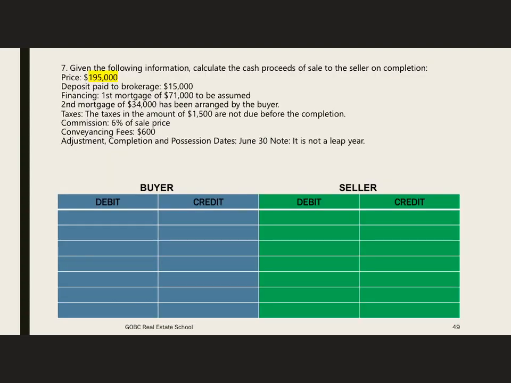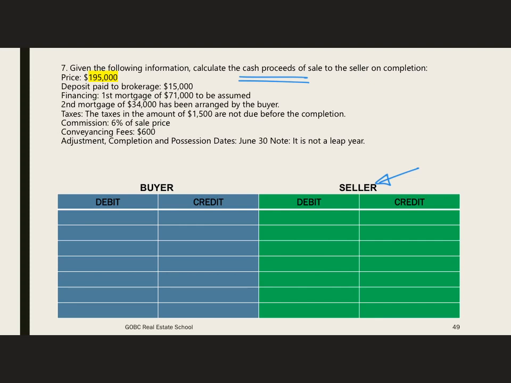Okay, so this one's laid out a little bit nicer. It's kind of in a grid style, so it's a lot easier to pick out the info. So calculate the cash proceeds of the sale. So it's the seller that we're going to actually worry about. If you're practicing, then do both the buyer's and the seller's statements, because like I said before, a lot of times it will help you realize what your mistake is if you're having troubles getting to the answer.